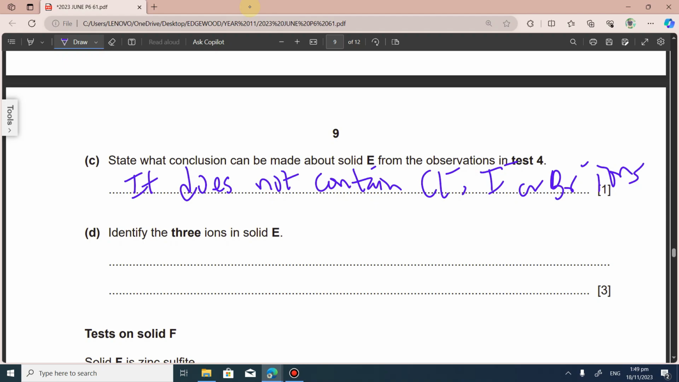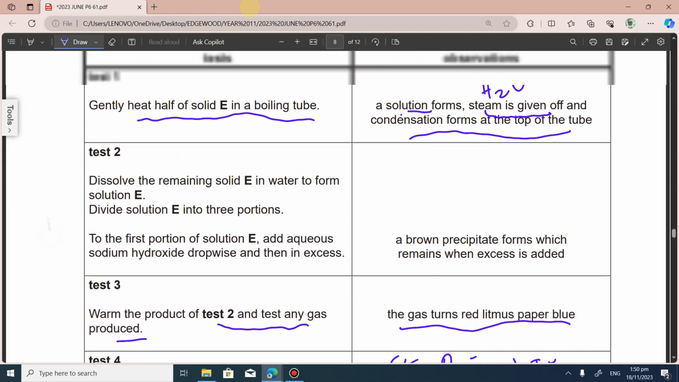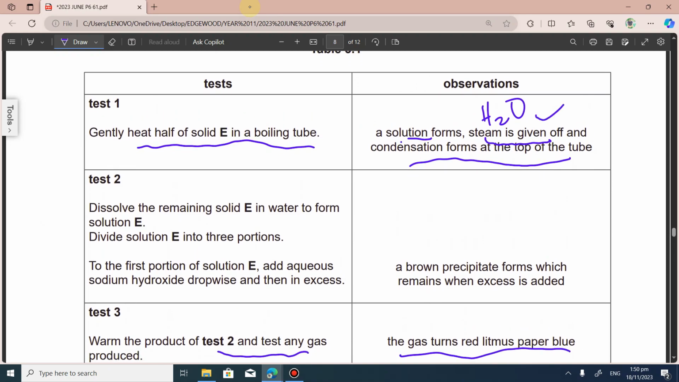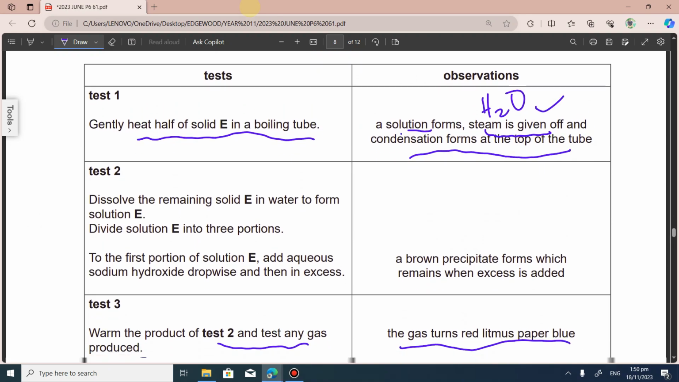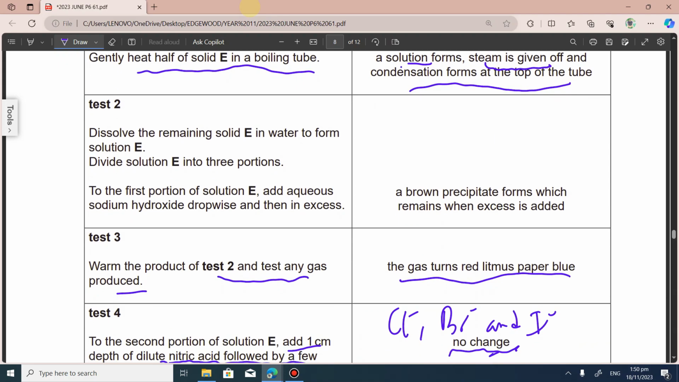Okay, so the next one says identify the 3 ions in solid E. So let's go from the beginning. We've talked about this. There are no ions here. Now, the next stage is step 2, where sodium hydroxide was added dropwise and then in excess. When sodium hydroxide was added dropwise and in excess, a brown precipitate was formed, which remained in excess sodium hydroxide. So what we need to do now is consult the information to see which ion gives a brown precipitate when sodium hydroxide is added.